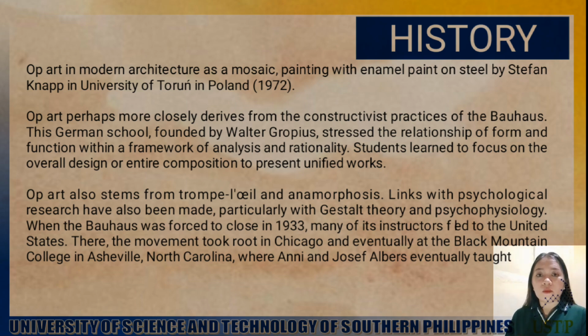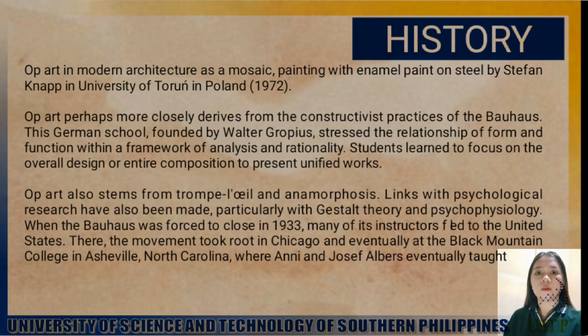Optical art in modern architecture is mostly painting with enamel paint on steel by Stefan Knapp at the University of Toronto and Poland in 1972. Op art perhaps more closely derives from the constructivist practices of the Bauhaus. This German school, founded by Walter Gropius, stressed the relationship of form and function within a framework of analysis and rationality. Students learn to focus on the overall design or entire composition to present unified works.